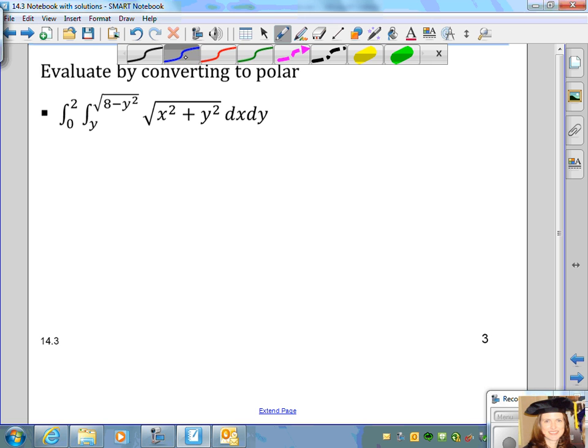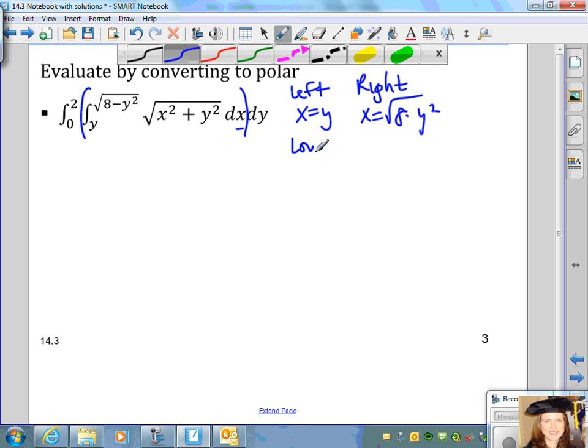So our bounds for the inside integral, that's our dx. The bounds for x would be your left x of the region is equal to y, and the right side of the region is x equals the square root of 8 minus y squared. And then our bounds for y would be from the bottom y, our lower y, is equal to 0 to our upper y, which is equal to 2. So we want to sketch this region.